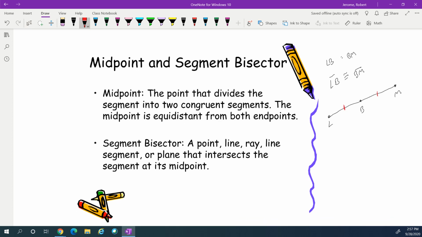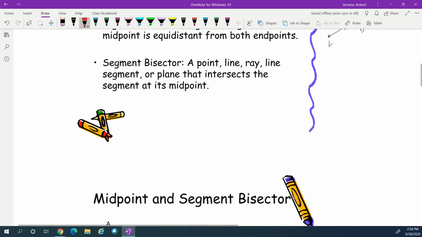All right. As I was saying, if we had a second pair of hash marks on there, that'd be fine too. It just means that they're congruent. And a segment bisector is anything that bisects the segment. So right now, point B is the bisector. The segment LM got bisected. And that's really important language. Let's look at a few examples of these pictures.